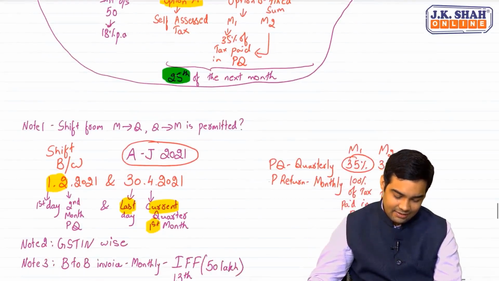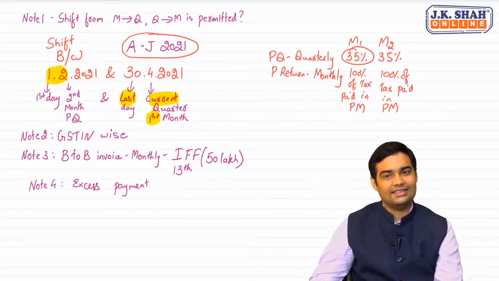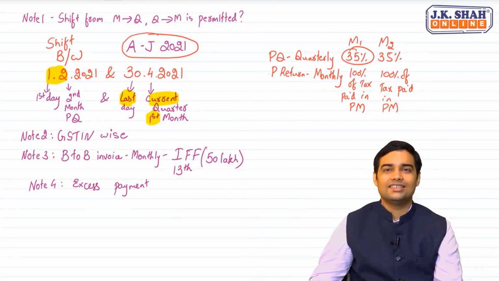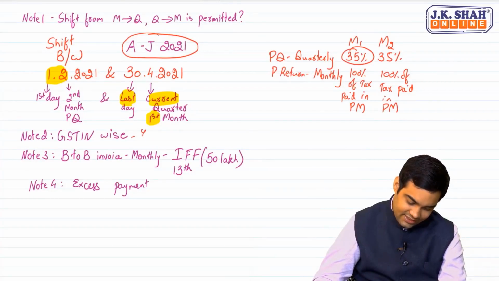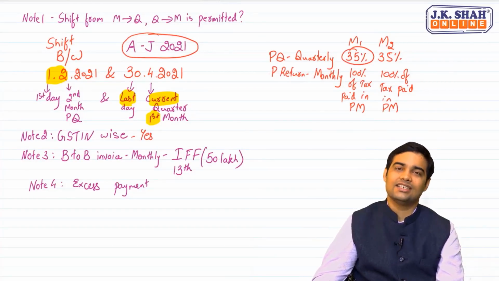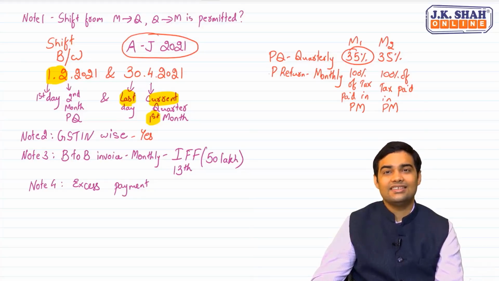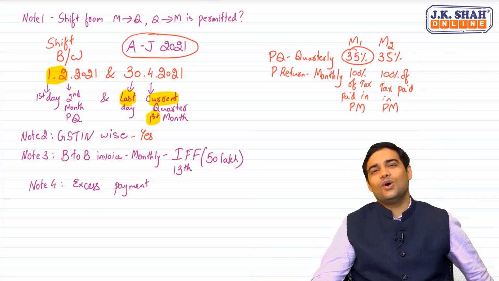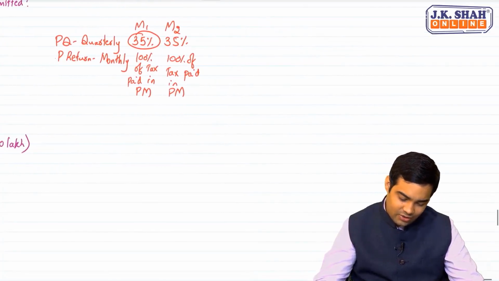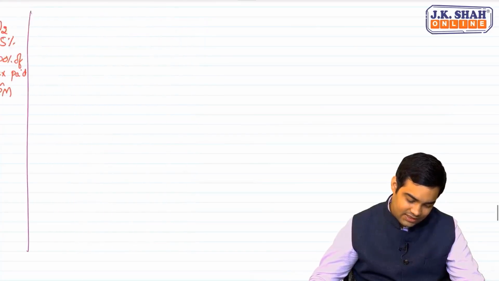Okay. Then coming to some key points. Can I shift? Yes, obviously. I can shift between the first day of the second month of the previous quarter till the last day of the first month of the current quarter. Then GSTIN wise, I can choose GSTIN wise. B2B invoices, I can furnish in IFF up to 50 lakh. Last, if there is an excess payment, yes, after filing the GST return for that quarter, I can use it for any other purpose. Clear? Okay. So this was about QRMP. Now with QRMP, it is important to discuss one important rule, that is Rule 36(4). See this carefully.